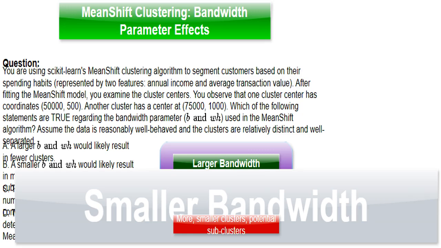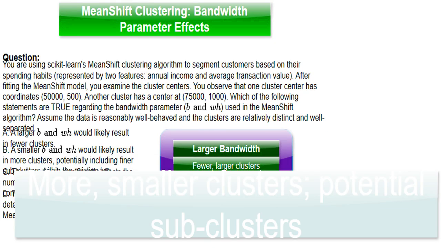This section header shifts the focus to smaller bandwidth values and their influence on the clustering process. Consider the difference from the broader, larger bandwidth approach. This explains the result of a smaller bandwidth. More clusters are identified, and those clusters are generally smaller. The increased sensitivity might even reveal subclusters within what was previously considered a single cluster.